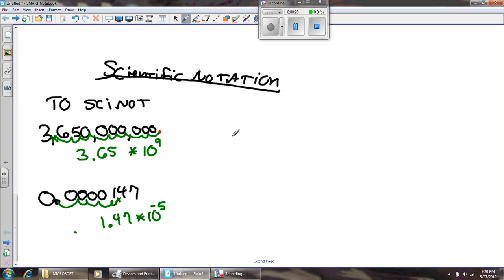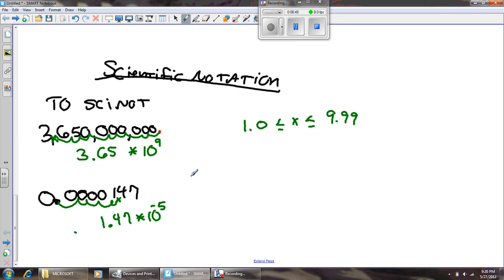Now remember, your number for scientific notation is always going to be like 1.0 times 10 to some power. And it's going to be smaller than 9.99. Okay, it's always going to be between those two numbers.